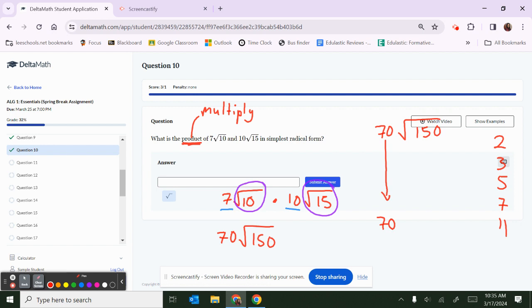So can I divide 150 by 11? No. 7? No. 5? Yes. Okay, so I can divide it by 5. 150 divided by 5 is 30. Okay, so then I'm going to try to divide 30 again.